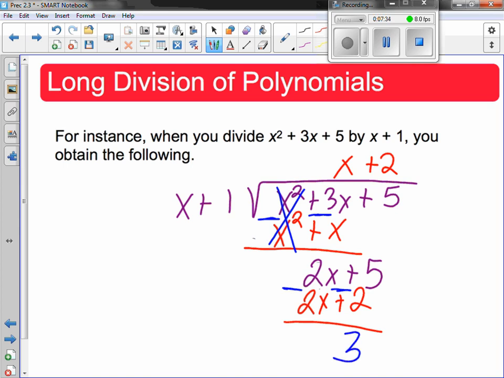We end up with a remainder of 3. Now what we do is we come up here and say plus 3 over x plus 1, because we put the remainder over whatever we're dividing it by. Since we're dividing it by x plus 1, we put it over x plus 1.